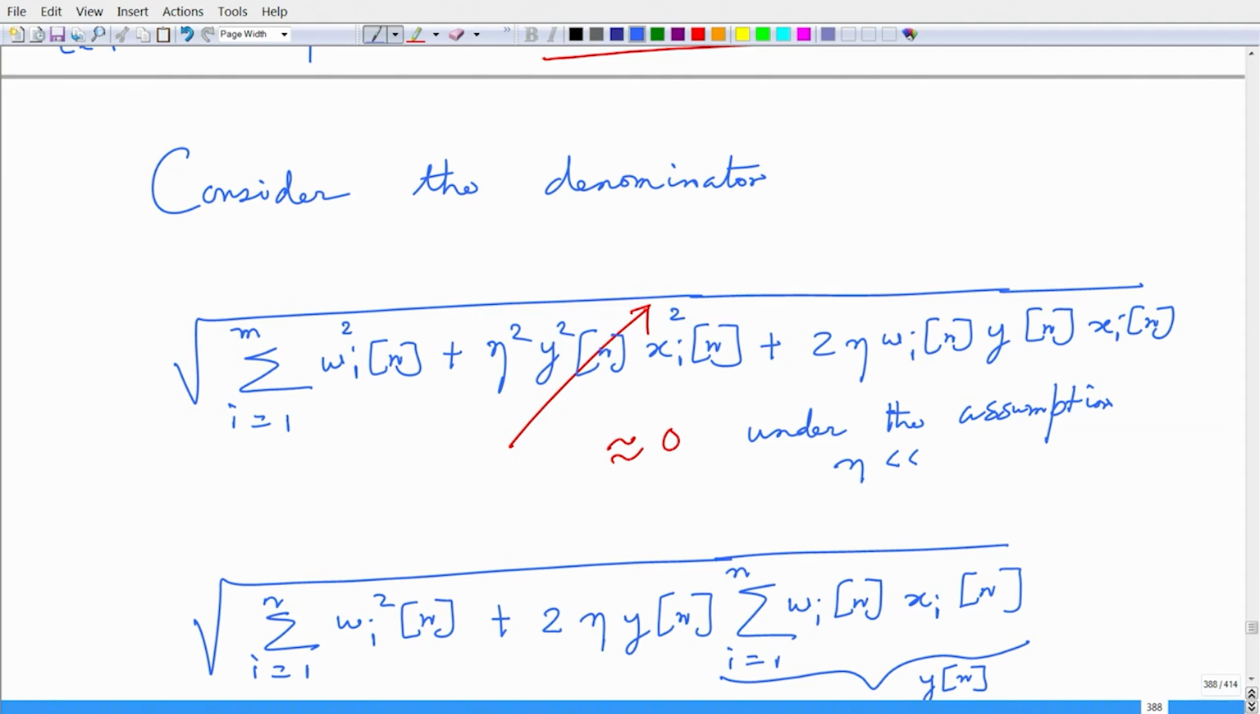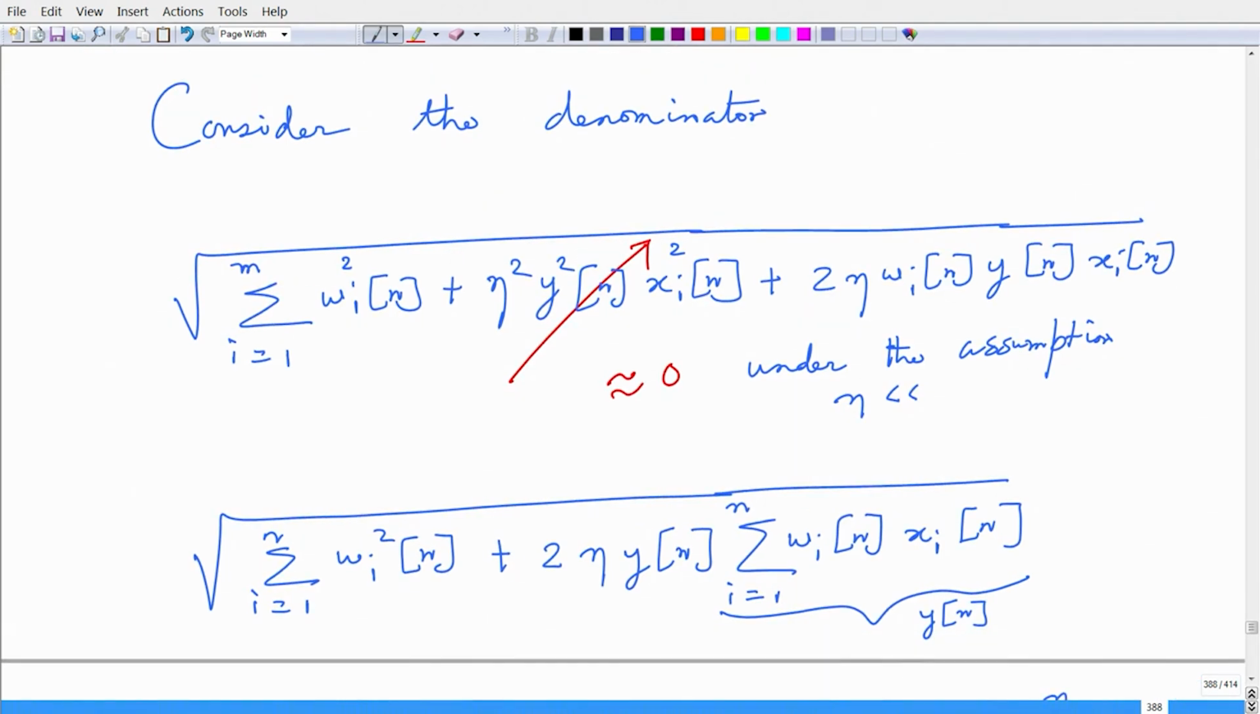So, what I have here is basically under the square root, I have summation i equals 1 to m of wi square of n plus 2 eta times wi(n) y(n) xi(n), right. That is the quantity that I have.